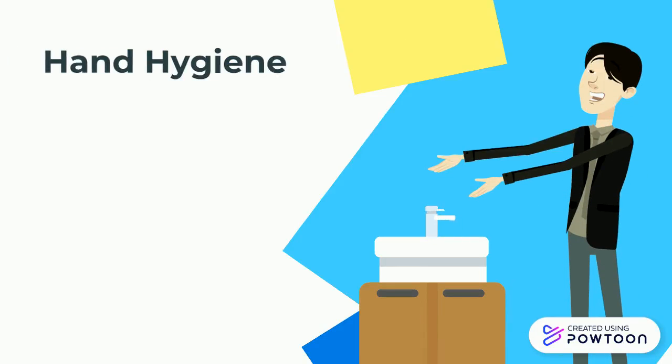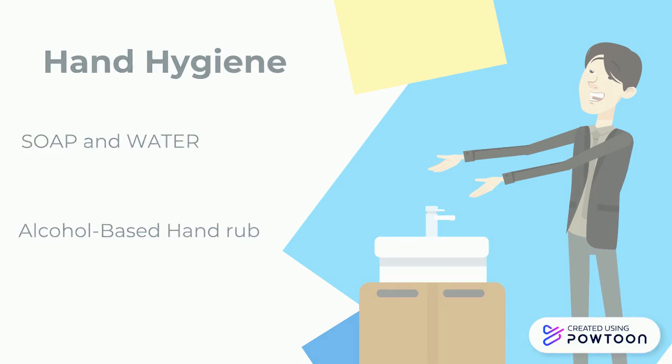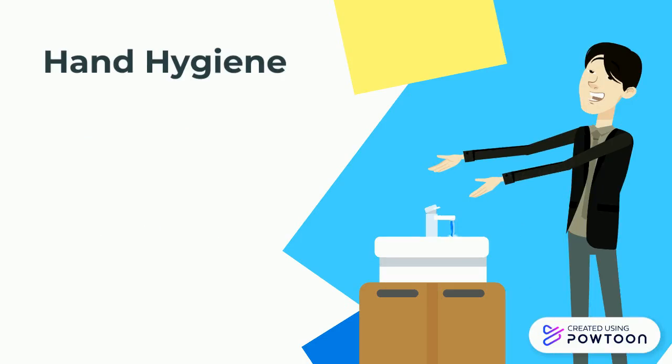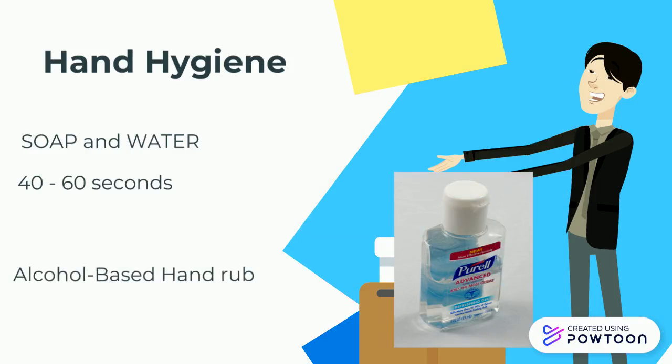Hand hygiene is considered the most important measure to avoid the transmission of harmful germs and to prevent healthcare-associated infections. Hand hygiene can be performed either through the use of soap and water or alcohol-based hand rub. Either of the two is very effective in preventing the transmission of microorganisms. Good hand hygiene practices reduce the risk of things like flu, food poisoning, or hospital-acquired infections.